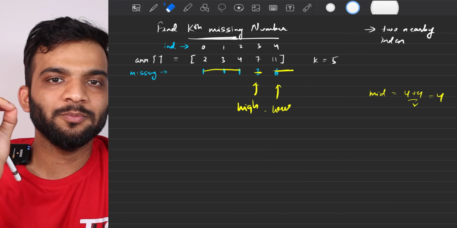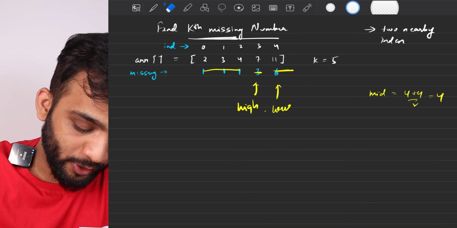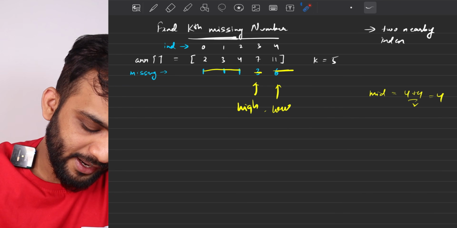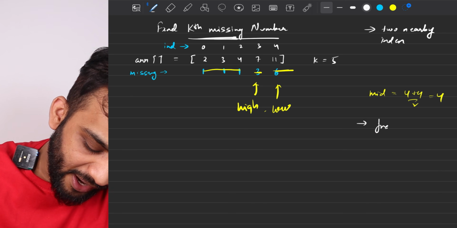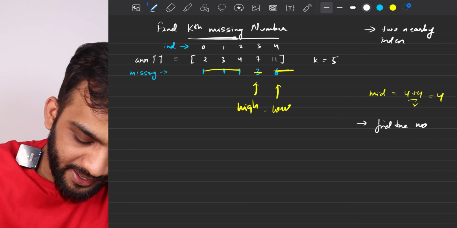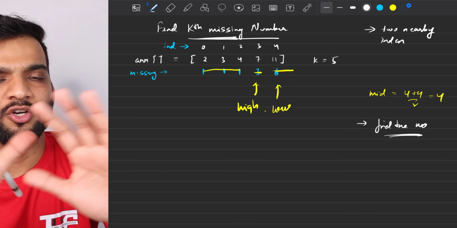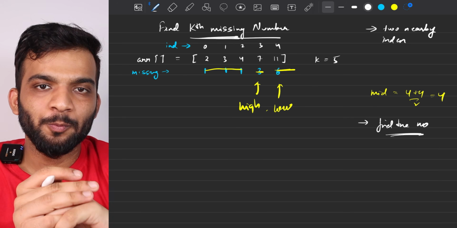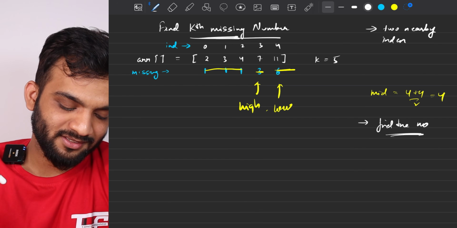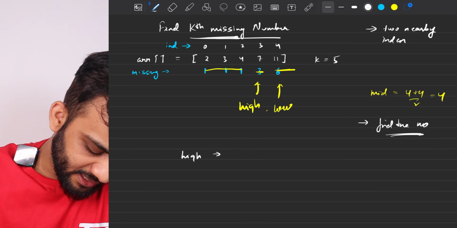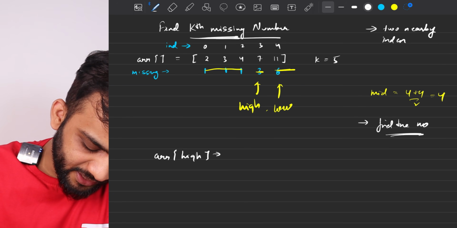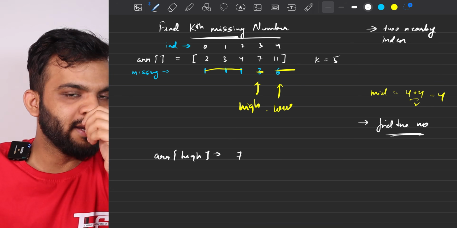So I figured out my nearby indexes. Done. What is my next job? If my low and high are pointing to the nearby indexes, the next job is to find the number. Find the number is my next job. It's going to be super simple. Why? Let's analyze. So the array at high is pointing to 7, right?